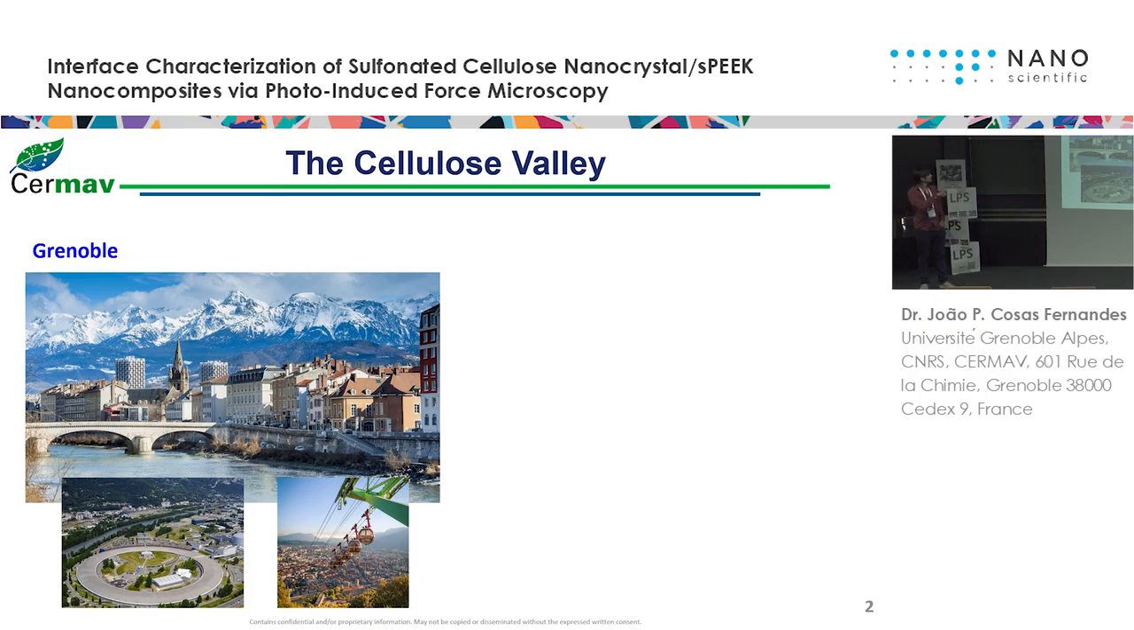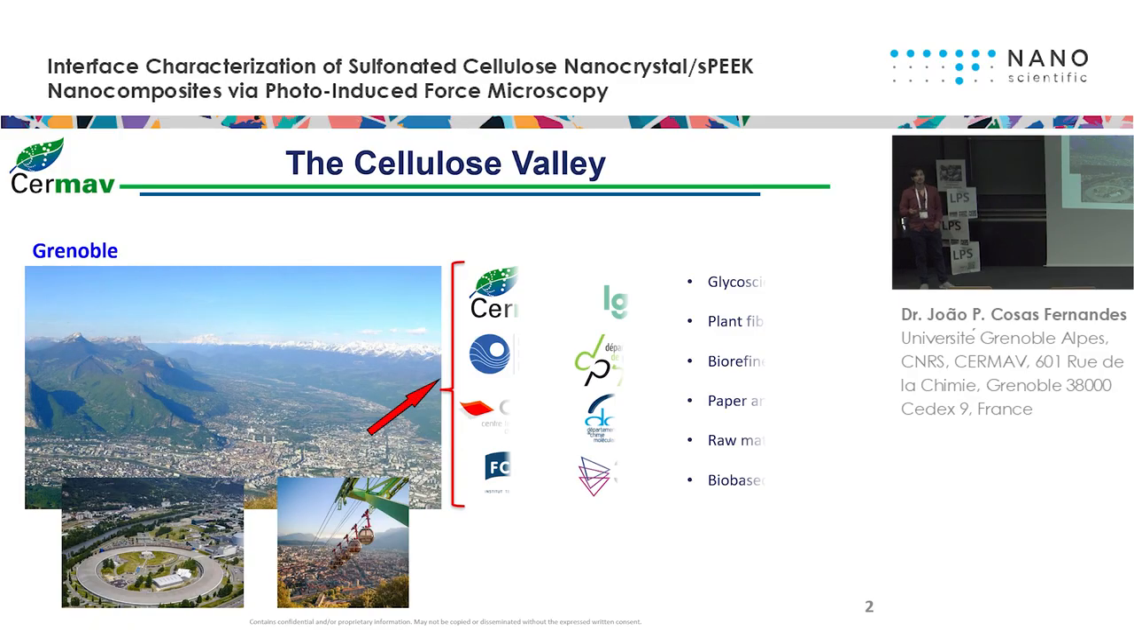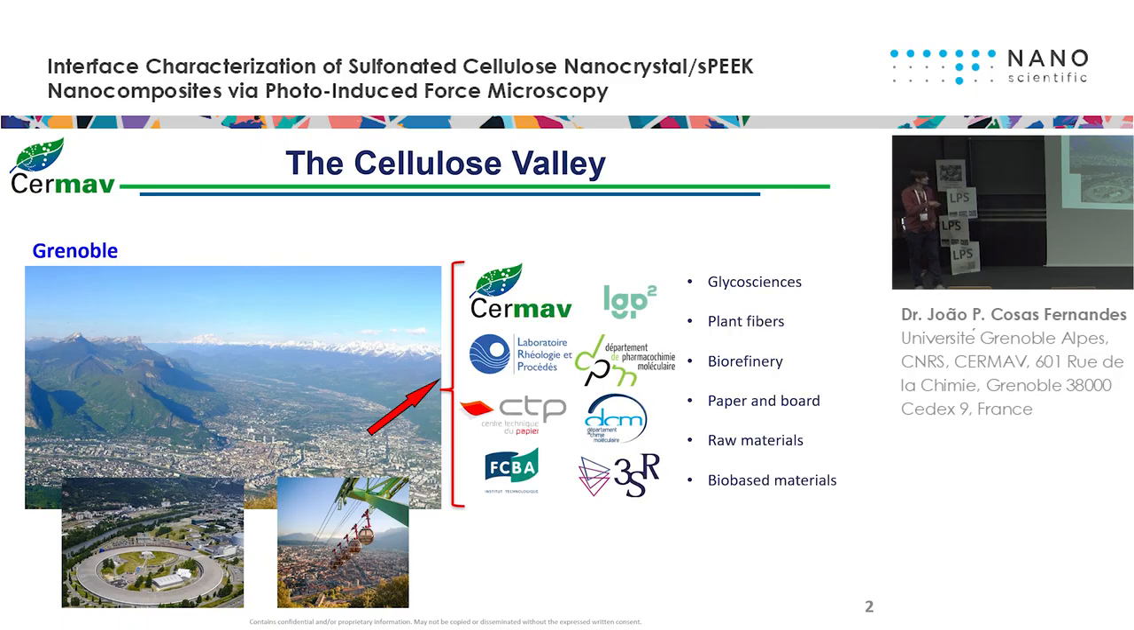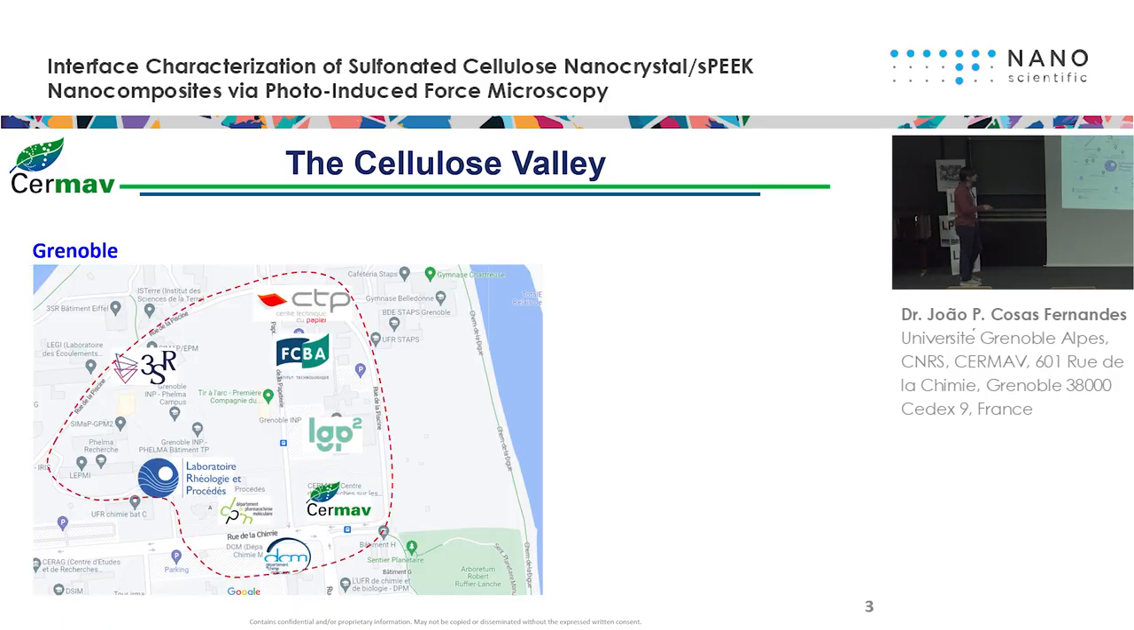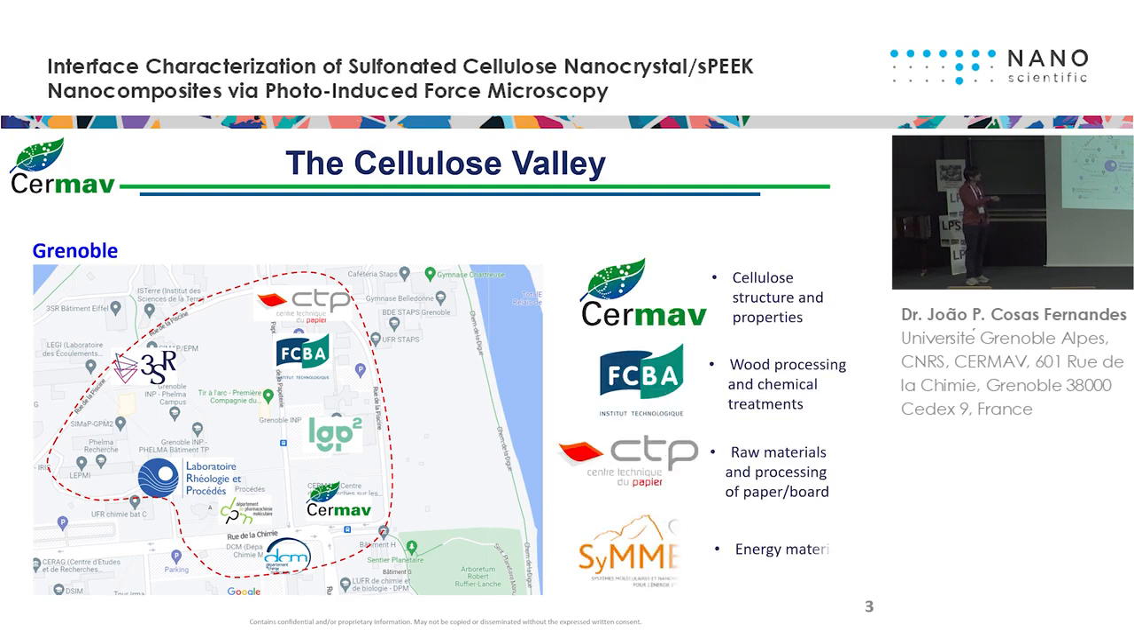So I work in Grenoble. You might know the place because of the mountains, the synchrotron, and our telepheric. But we are also known as the Cellulose Valley. This is because we have several different labs working on glycoscience, plant fibers, biorefinery, and also bio-based materials. They are very, very close to each other. From CERMAV to DCM, the LRP, we are all around 500 meters away, which means that we can have a lot of collaborations very easily.